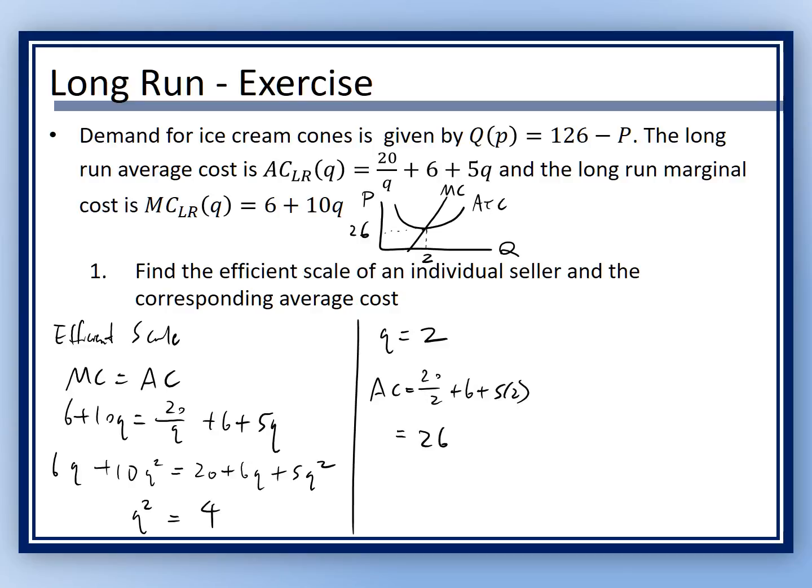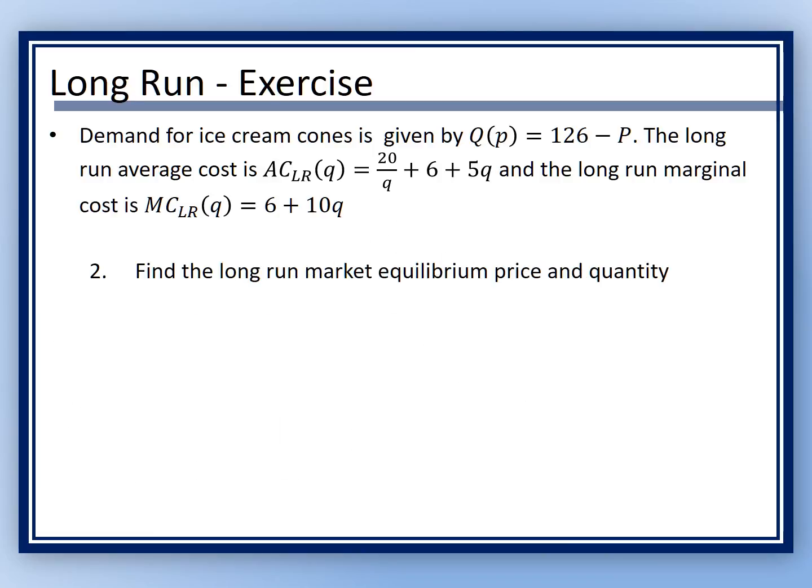As we mentioned just now, 26 will be the price in the long run. So no matter how much the demand is, 26 is the price. So the supply curve is going to be 26. Long run market price in equilibrium.